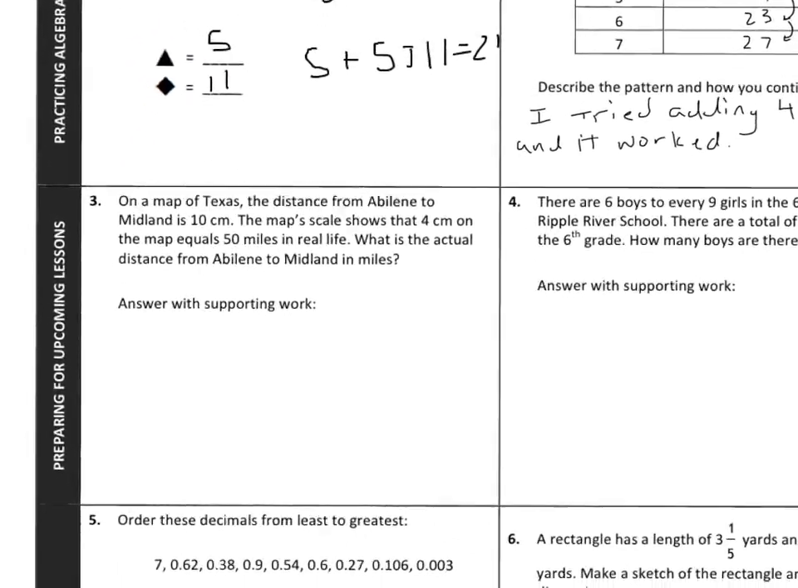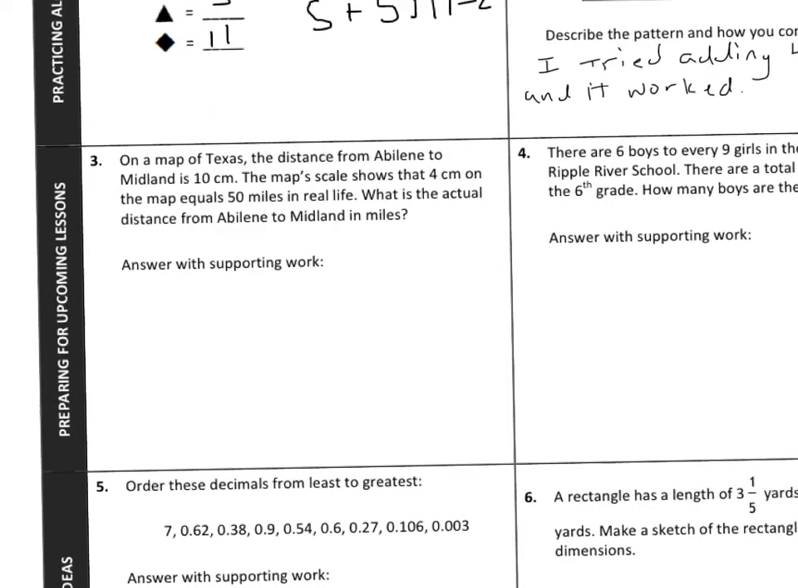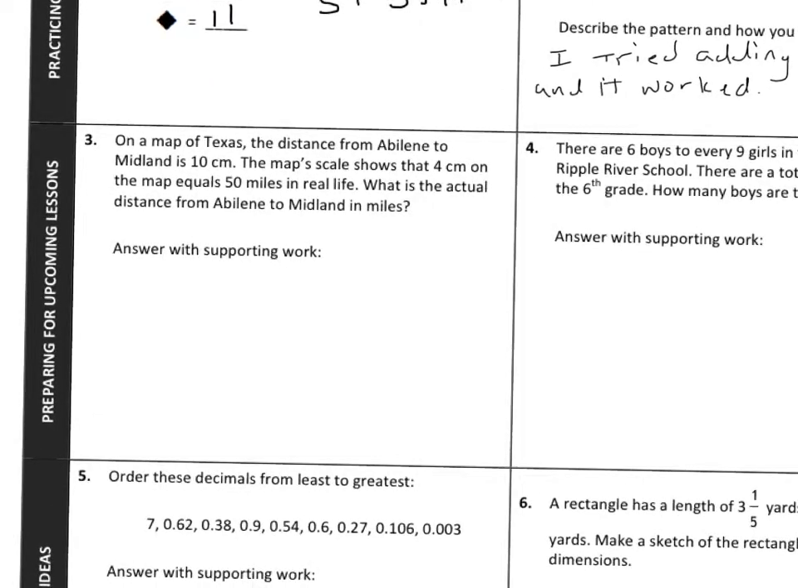So let's come down here to the map of Texas. And I can't actually recall at this point if this one is on your homework. If it is not, then you can skip ahead a little bit in the video to get to number 5 and number 6. But it says, on a map of Texas, the distance from Abilene to Midland is 10 centimeters. The map scale shows that 4 centimeters on the map equals 50 miles in real life. So when you think about a map scale showing that, it's telling you a ratio, so every 4 centimeters is the same as 50 miles.